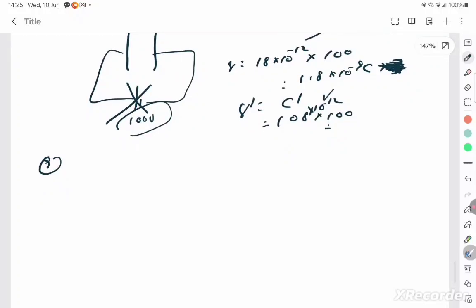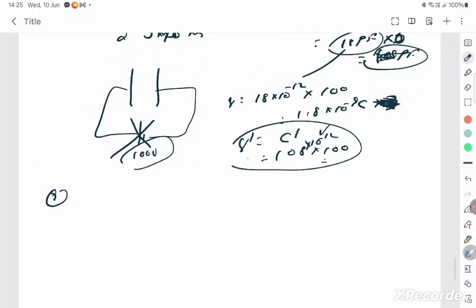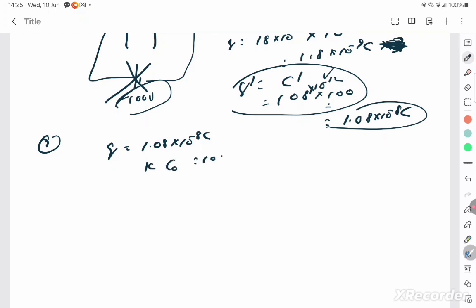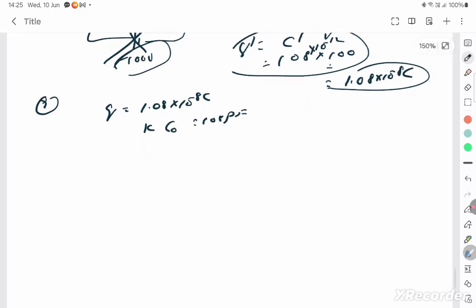Now the supply is getting disconnected, which means it has acquired a charge of 1.08 into 10 to the power minus 8 coulomb, and now you're disconnecting it. After disconnecting, the charge acquired will be the same, because you've already charged it to that potential. The charge will remain the same, and the capacitance will still be K into the original capacitance, which is 108 picofarad. So that's about it.